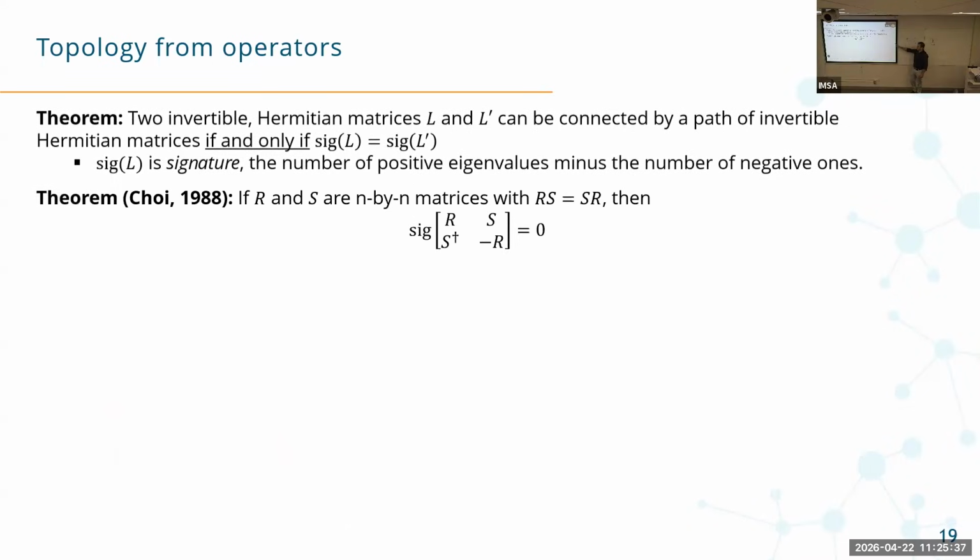The second theorem is a much more modern one, goes to Choi in 1988. If you have two Hermitians that commute, R and S, the signature of this funny looking thing is guaranteed to be 0. Yeah, I know, right? Fact.